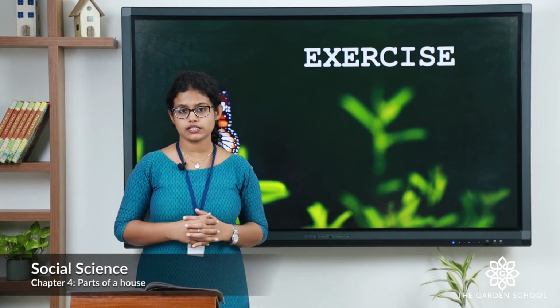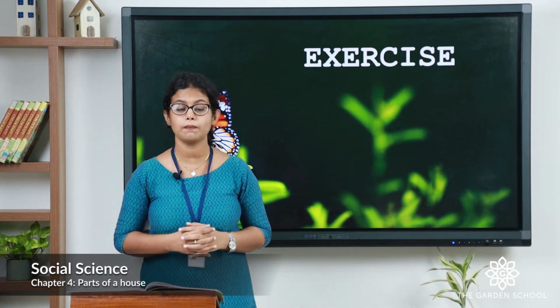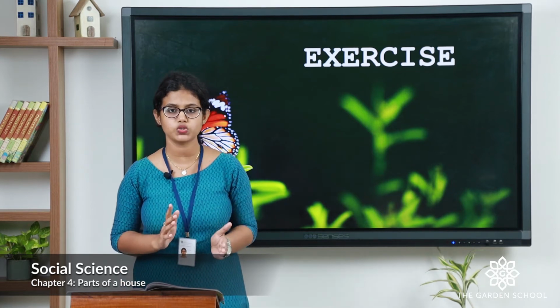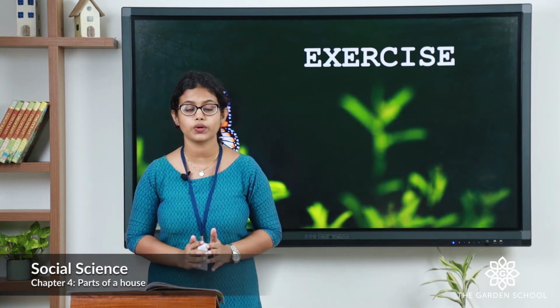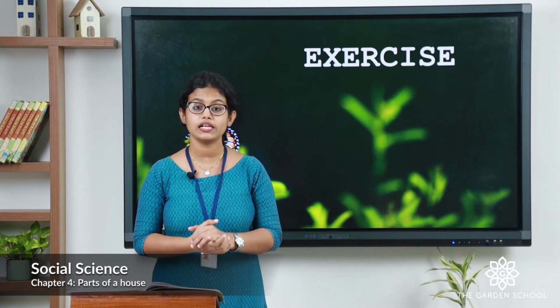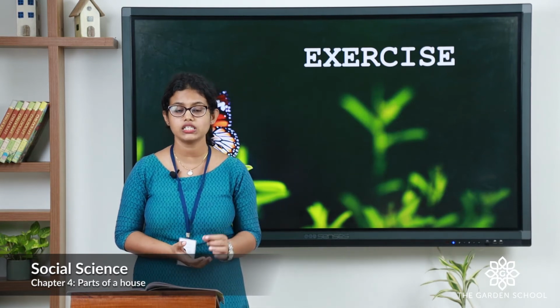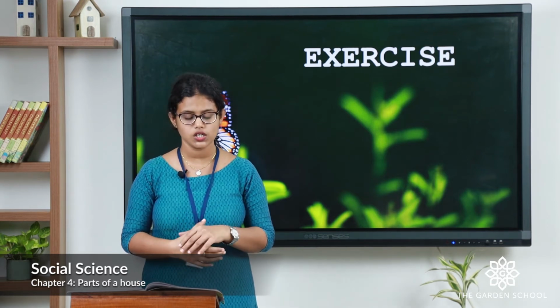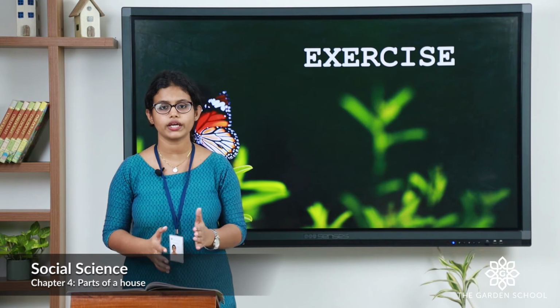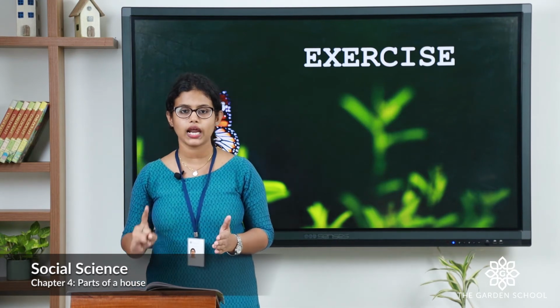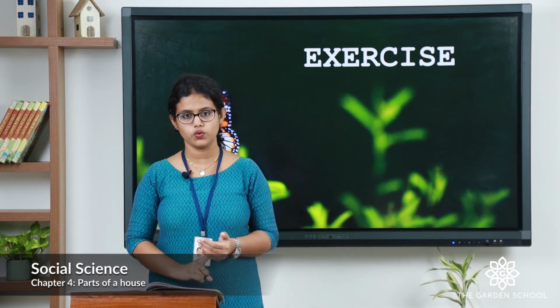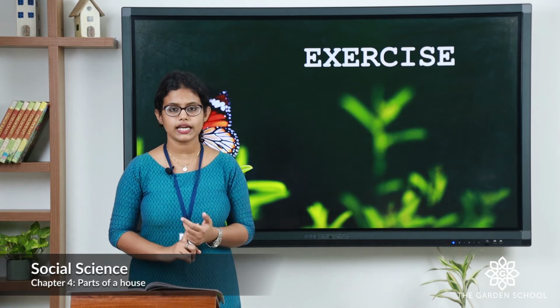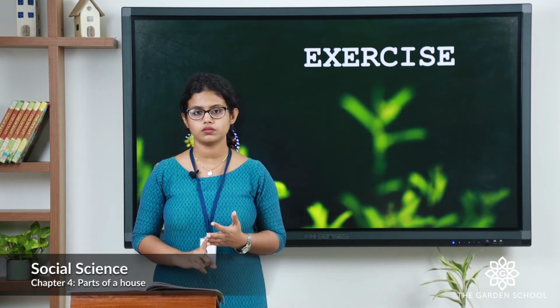Moving on to the next exercise, you can see it is a match the following. You have some options given and you have to match with the correct room. So I'll read out the question and you can just match the option with the correct room. So let's start. This is the first one, cooking. You have to match with the right room where you cook food. Second one, parking the car.